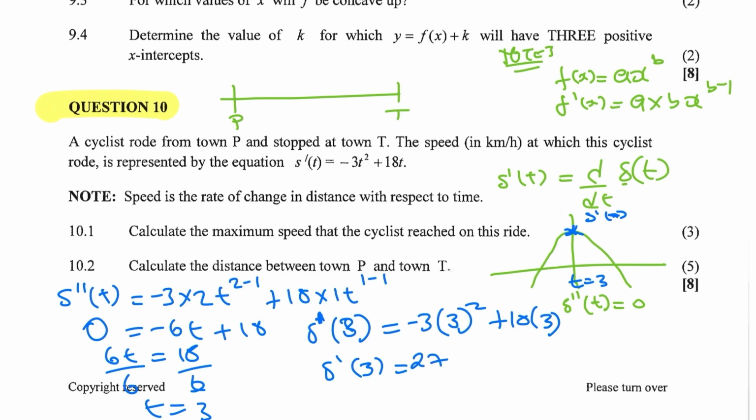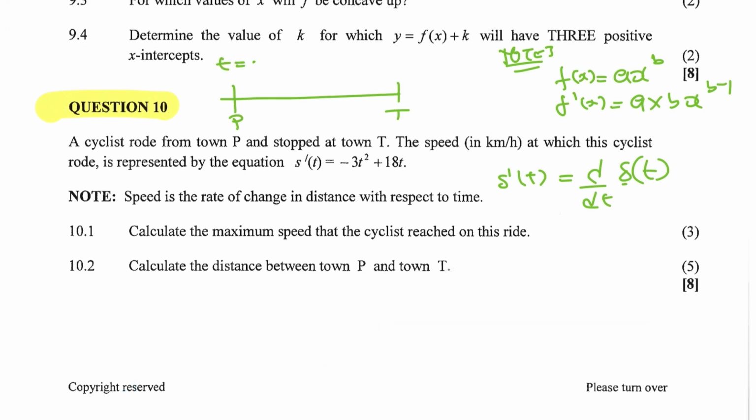10.2 says calculate the distance between point P and time T. Of course we know that the cyclist started at time P. So at time P, time was 0, okay? And then at time T, we don't know after how many hours the cyclist was at time T. So the first thing is to calculate the distance between P and T.